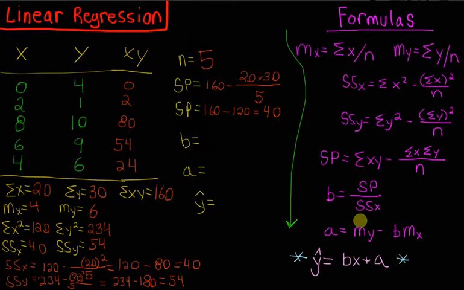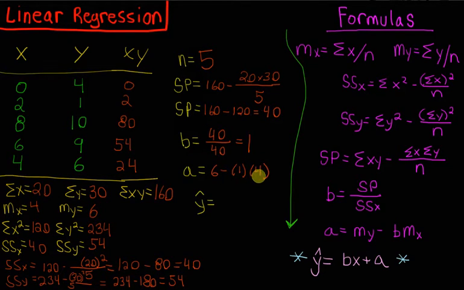Now you can see the next formula here is SP divided by SSX. Good, so we have that information now. 40 divided by SSX. Bring that up from down here. It's 40. So B equals 1. And finally, here we have, well, almost finally, A is my minus BMX. So my is 6 minus B, which is 1. And then mx is 4.